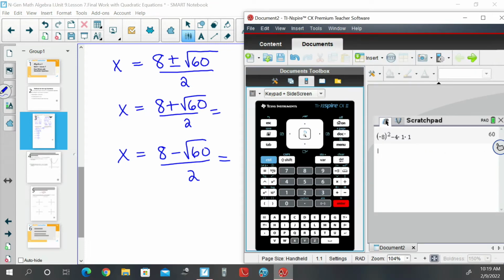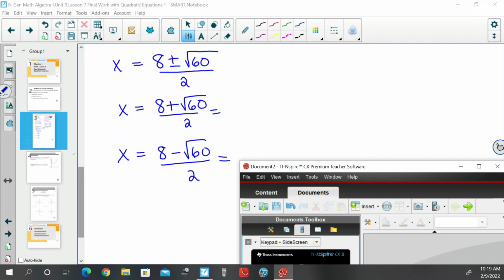So let's do it. We've got, I'm going to put my fraction bar in. I've got 8 plus the square root of 60, all divided by 2. And that's going to be 7.9, rounded to the nearest tenth.